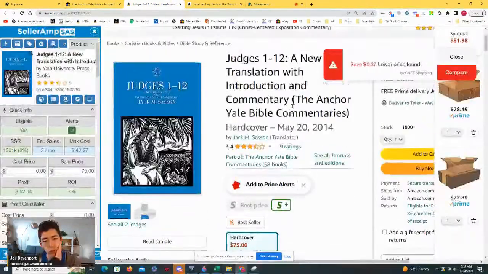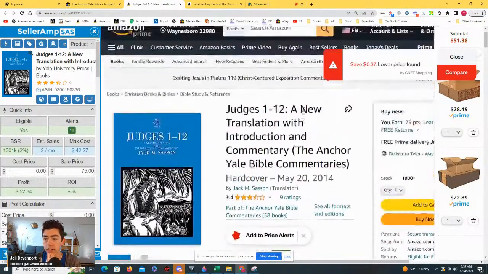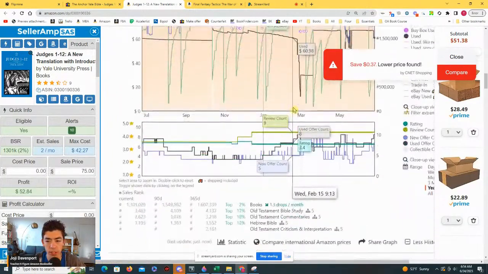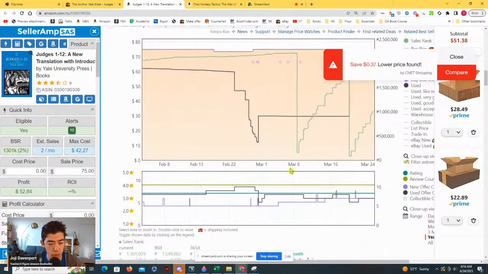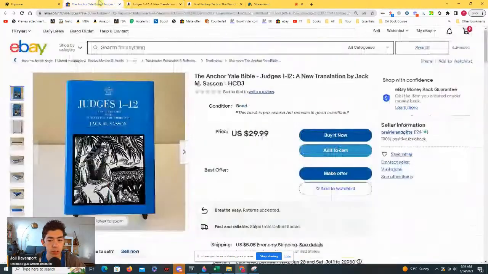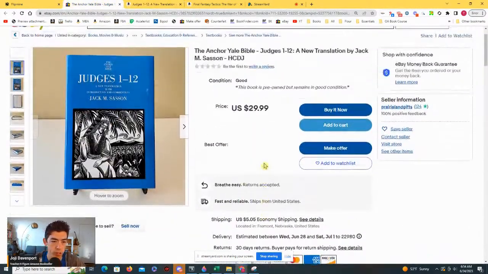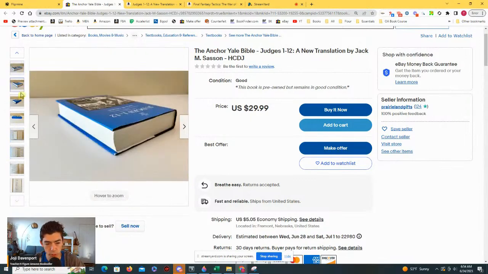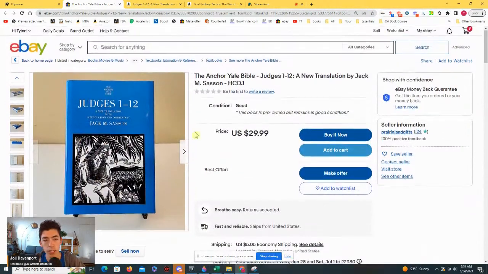We got Judges 1 through 12, a new translation with introduction to and commentary. All right. So new price is $75 in this book. This would have been a great book if you're tracking to pick up here at $12. That would have been an awesome score. And what is this over here? $29 plus $5 shipping. So you'd be all into 35. Great pictures. This is actually a good eBay seller, actually doing a good job of representing condition. So you'd be all in to this book for 35.